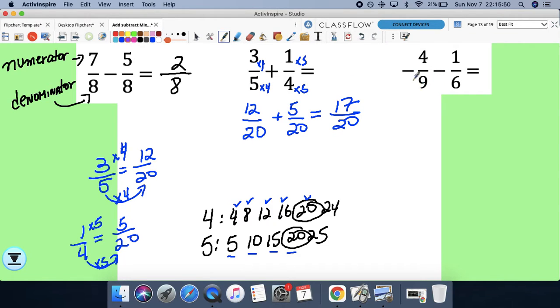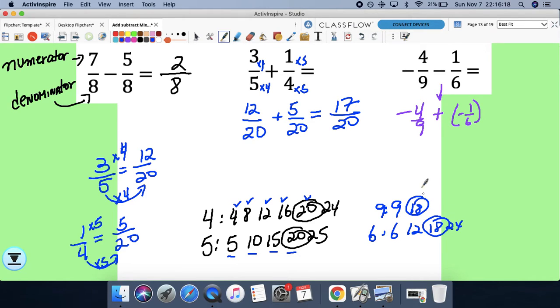We're subtracting. We can change this to an addition if you like: -4/9 plus, that changes, and this is going to be the opposite, -1/6. Can we add these? No, so we have to find a common multiple. We get 6, 12, 18, 24, and 9, 18. There's a common multiple right here. I'm going to change both fractions.